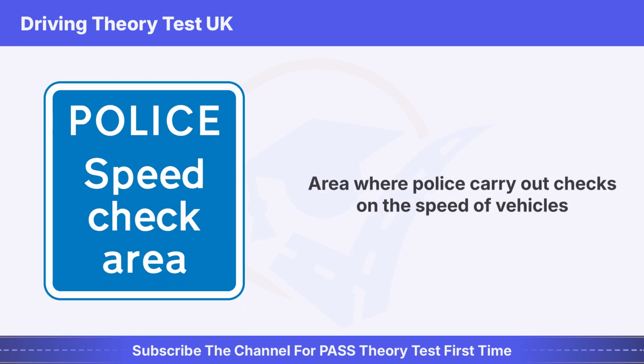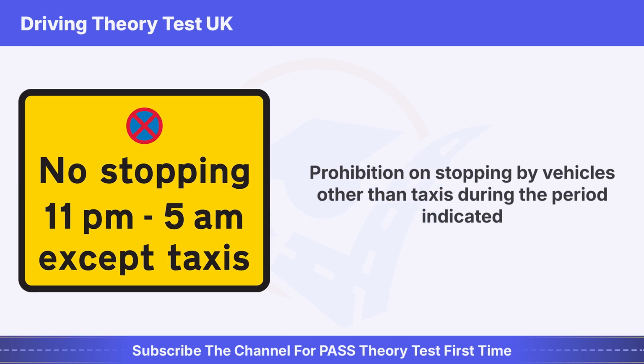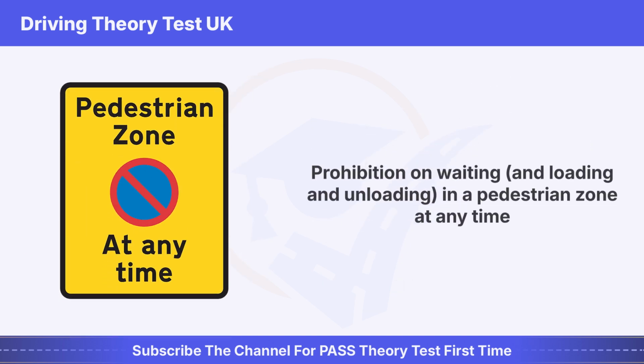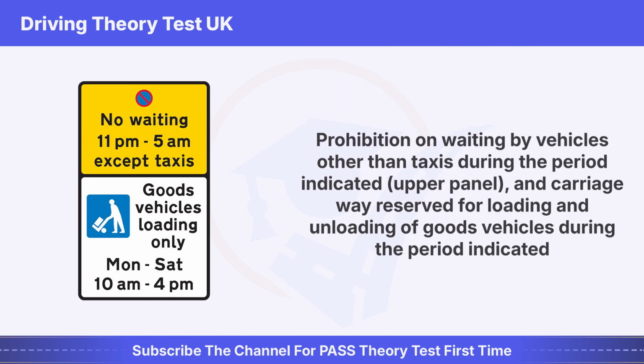Area where police carry out checks on the speed of vehicles. Traffic has priority over vehicles from the opposite direction. Prohibition on stopping by vehicles other than taxis during the period indicated. Prohibition on waiting and loading and unloading in a pedestrian zone at any time. Prohibition on waiting by vehicles other than taxis during the period indicated, upper panel, and carriageway reserved for loading and unloading of goods vehicles during the period indicated.